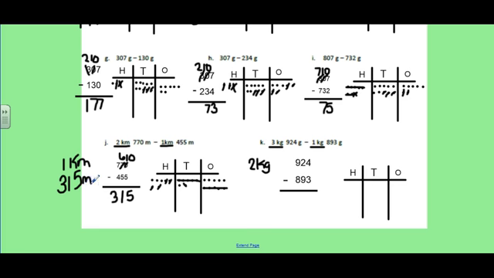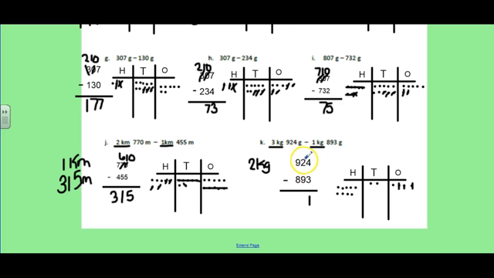Okay, moving on to the next one. 924 minus 893. So I'm going to put 900s in my hundreds column. And I'm going to put 2 tens, and then I'm going to put 4 ones. Okay, so first thing is I've got 4 ones, and I need to take away 3, so I can do that. That leaves me with 1 one.